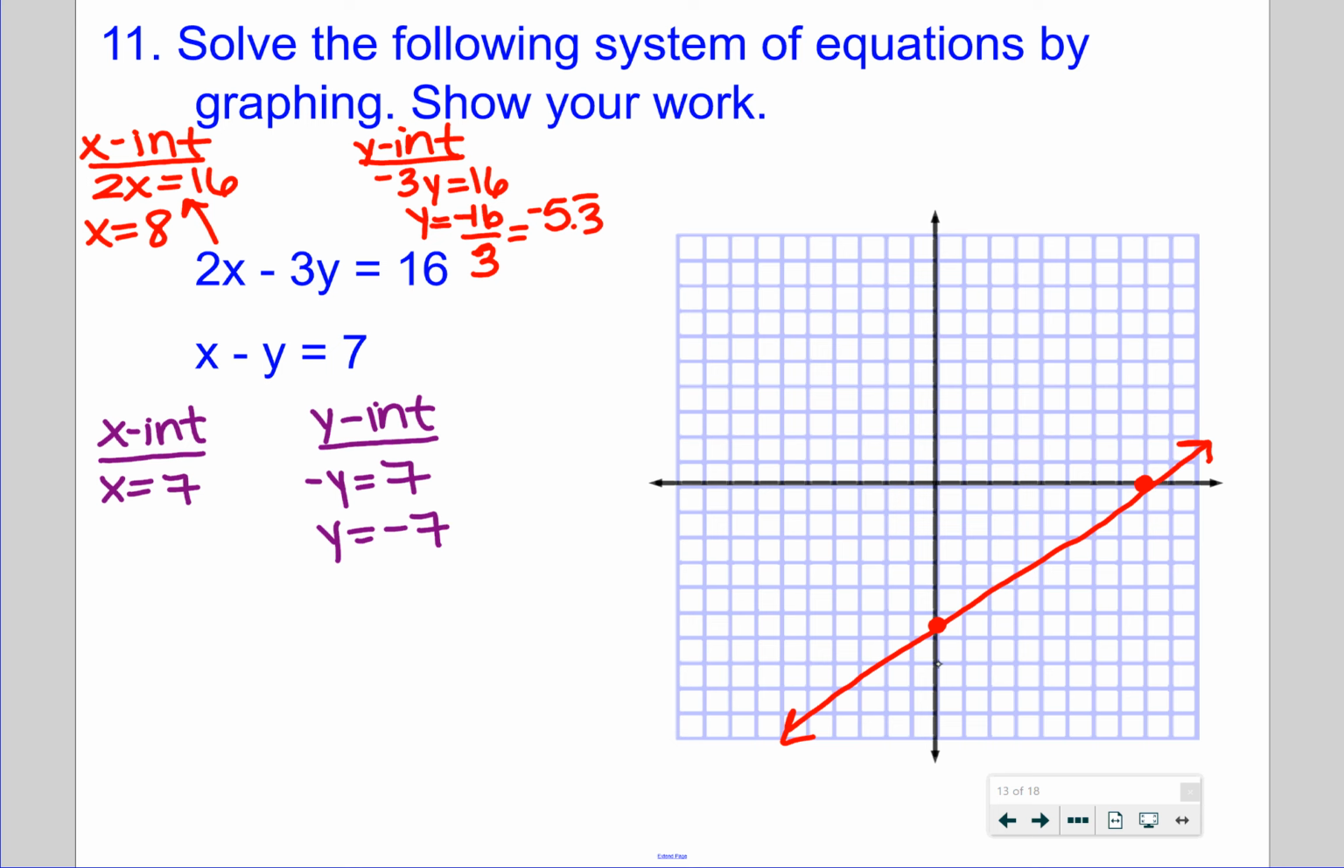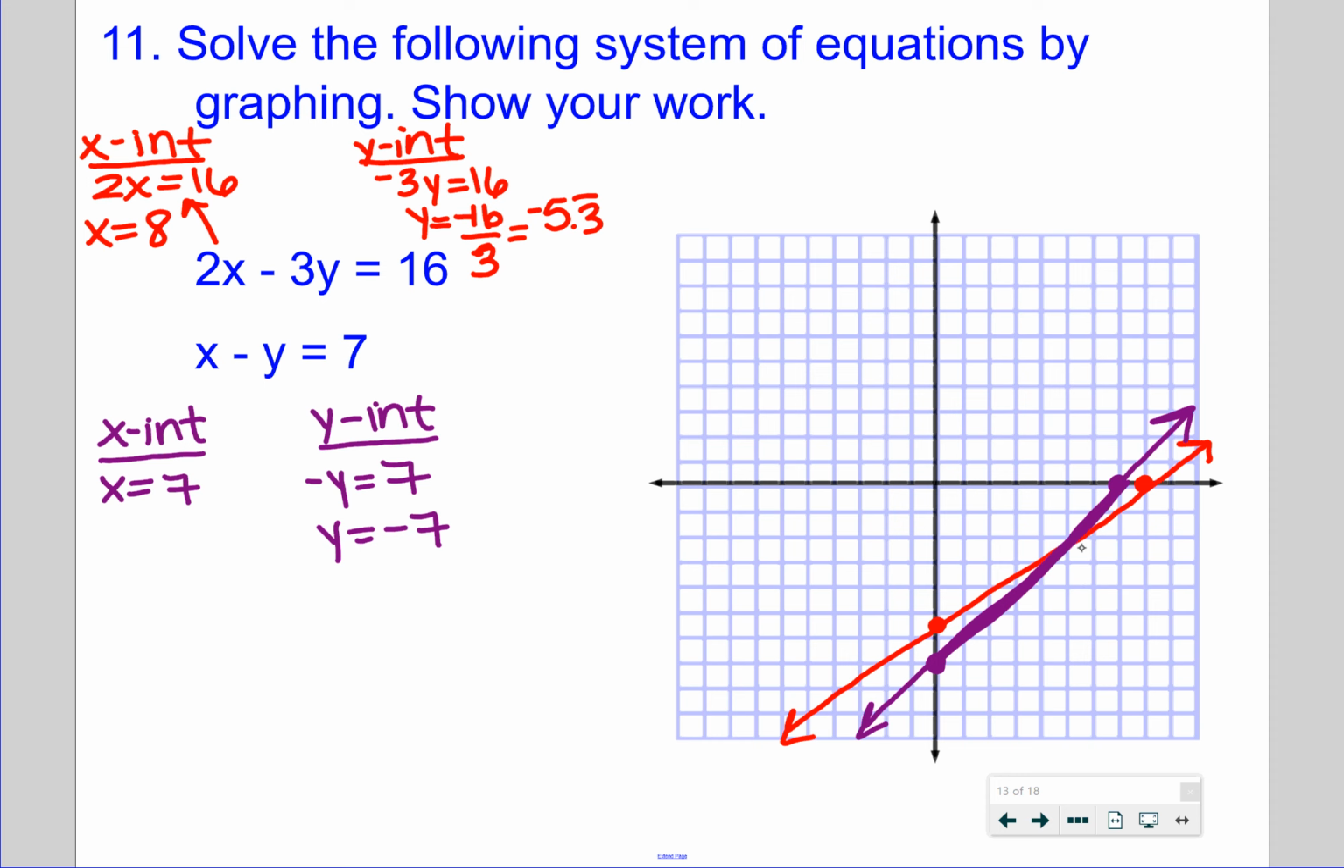Graphing, I'm going to make a point on my y-axis at negative 7, a point on my x-axis at positive 7, and then from there, that's not super straight. Let's see if I can make that a little bit better. There is my line. You can always use a straight edge, like another piece of paper or something, to make those lines as straight as you can.